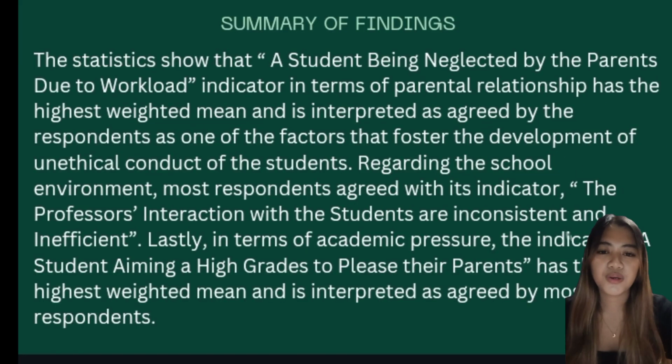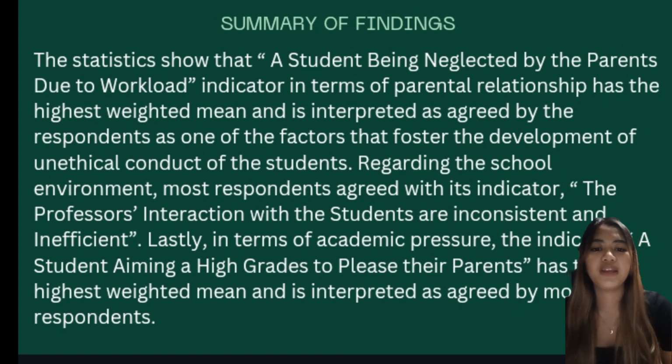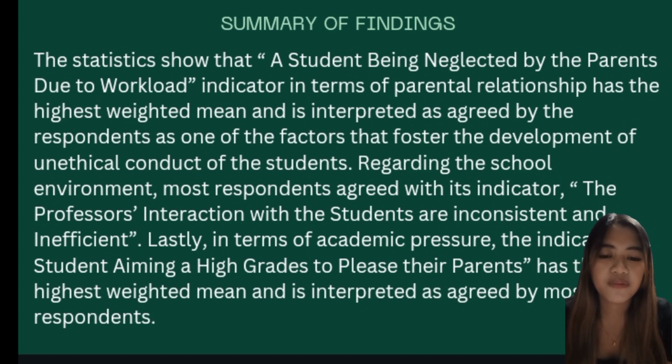The statistics show that the statement students being neglected by the parents due to workload, under the indicator of parental relationship, has the highest weighted mean and is interpreted as agreed by the respondents as one of the factors that foster the development of unethical conduct of the students.